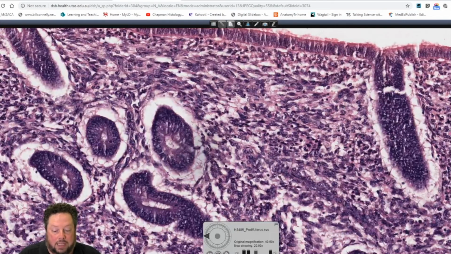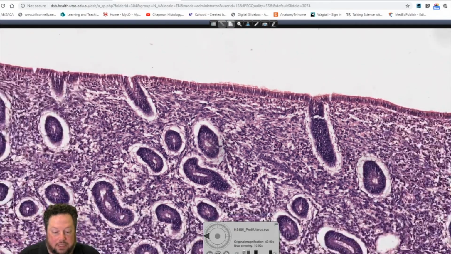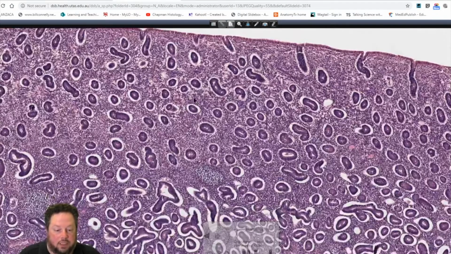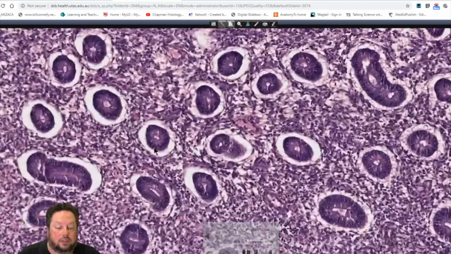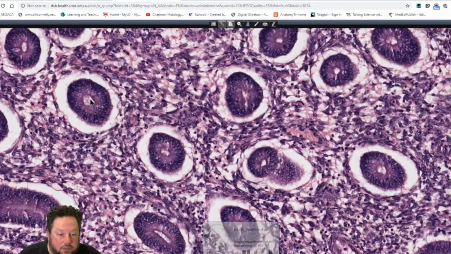And then we have our glands. So we can actually see our glands here. Let's just zoom out a little bit. You can see most of them are just simple straight tubular glands. You can zoom in here. So here's the lumen of our glands. Here's the base of our glands.